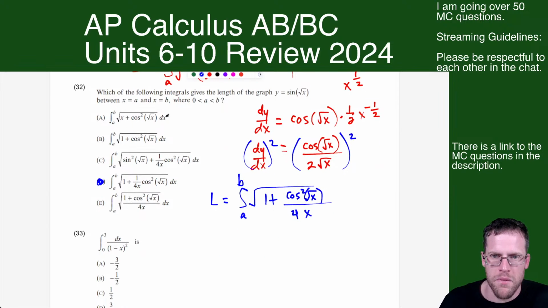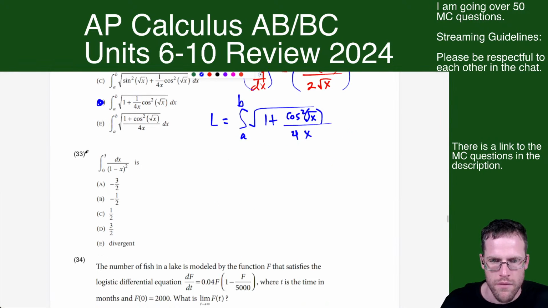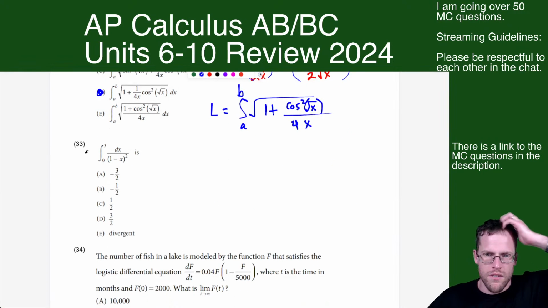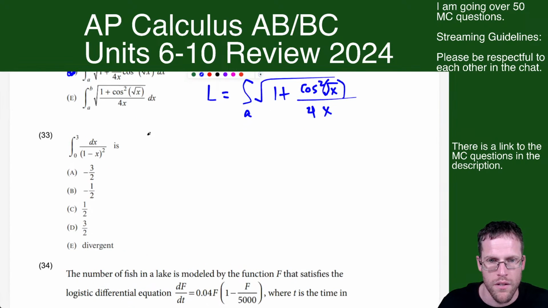This is BC. So now it's BC only. BC for the rest of the test. Okay, this is also BC. So BC, improper integral. So the problem with this one, what's the problem here?